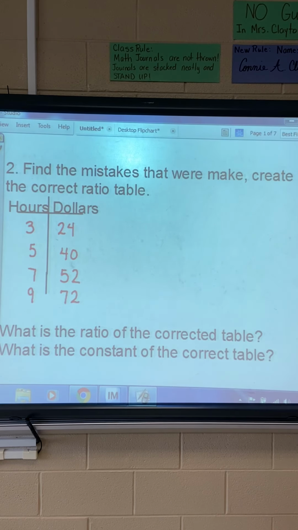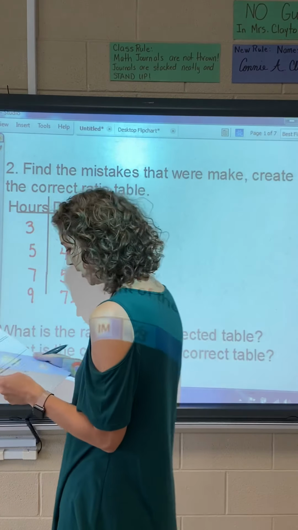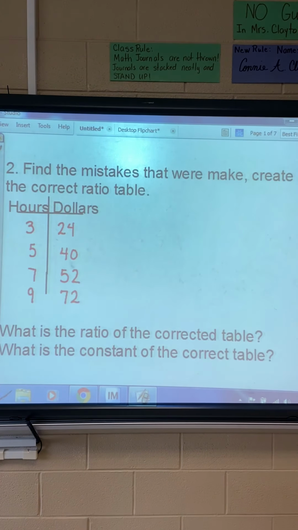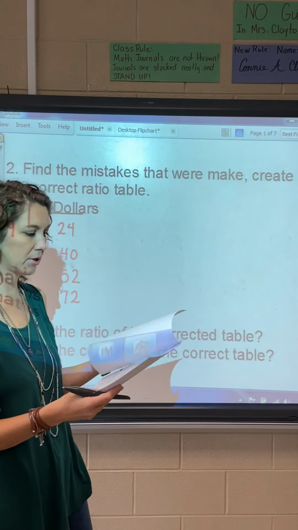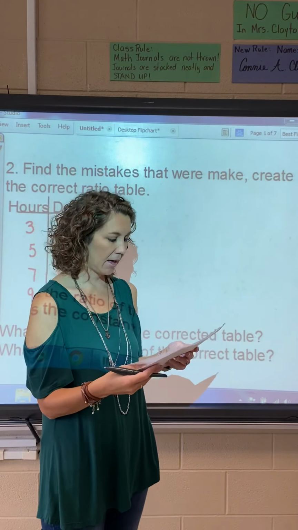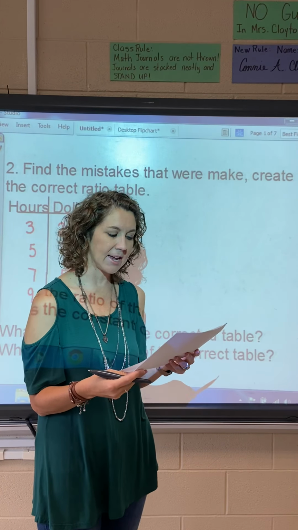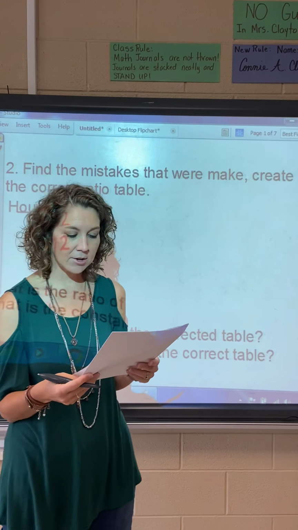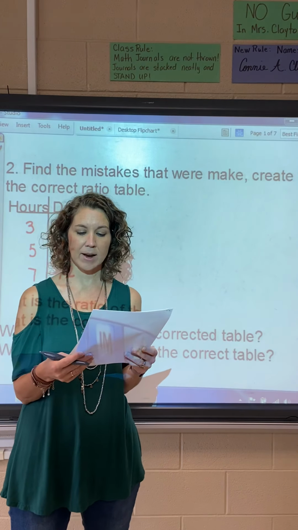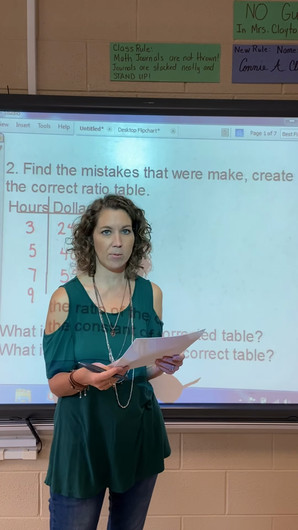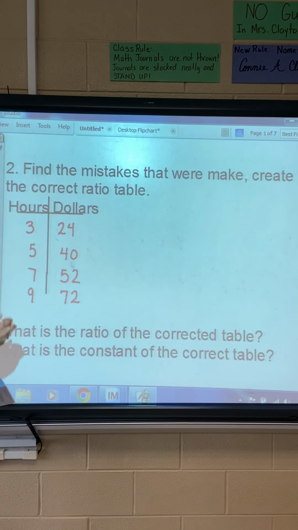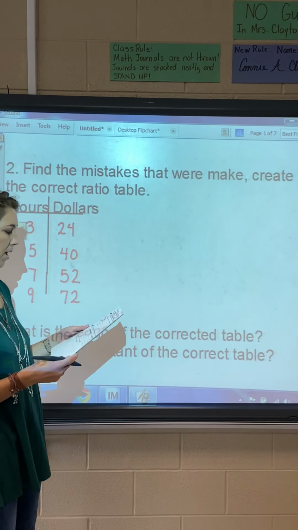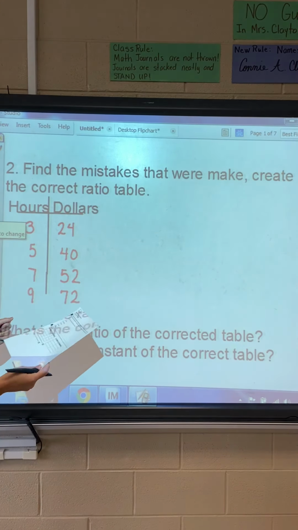Question number 2 says, the following tables were made incorrectly. This one just has one table, but the following tables means question number 2 and question number 3. But they were made incorrectly. Find the mistakes that were made, create the correct ratio table, and state the ratio that was used to make the correct ratio table. All right, so this one has a mistake in it, and we want to try to find the mistake, and then we're going to recreate the table using the correct ratio.